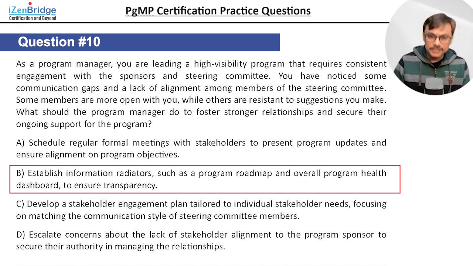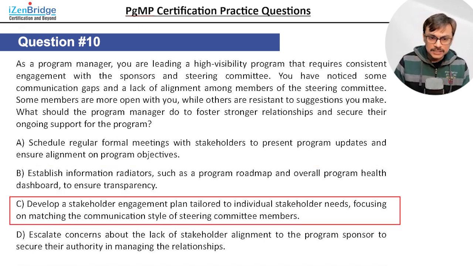Option B, establish information radiators such as a program roadmap or program health dashboards and ensure transparency. Not a bad idea. Option A and B are both good ideas. Then I become suspicious. Probably I need to find the best idea. Option C, develop a stakeholder engagement plan tailored to individual stakeholder needs, focusing on matching the communication style of the steering committee members. Yes, that becomes a more systematic approach.